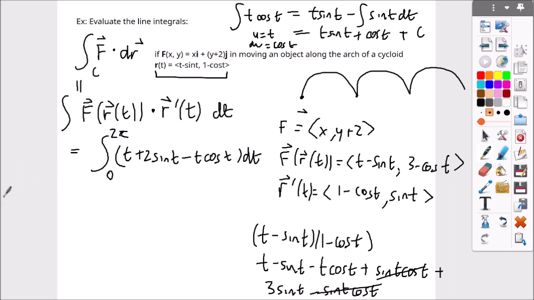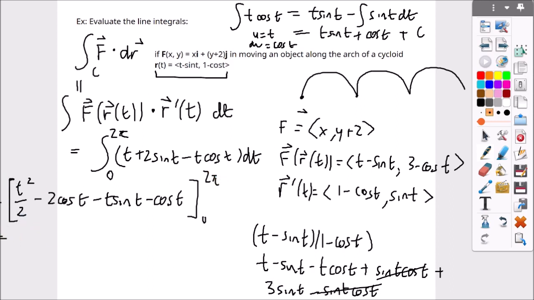So what you're going to end up with is the integral from 0 to 2 pi of t squared over 2, or no, I'm sorry. This is equal to t squared over 2 plus 2 sine t, but the plus is gone now, so it's 2 minus 2 cosine t, because the integral of sine t is negative cosine t, minus t cosine t, so minus t sine t minus cosine t. We don't need the plus c because it's a definite integral, 0 to 2 pi. Which is equal to what? 2 pi squared is 4 pi squared, and then divide by 2 is 2 pi squared.